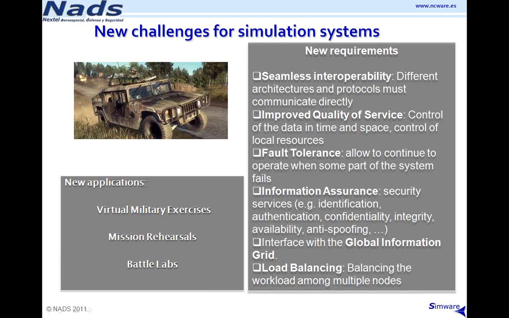Information assurance. Security services, for example identification, etc., that are demanded especially when the net of simulators comes together with other networks that can be far away. Security is one of the hottest points to consider in a future standard. Interface with the global information grid. Everything has to communicate with this new grid.